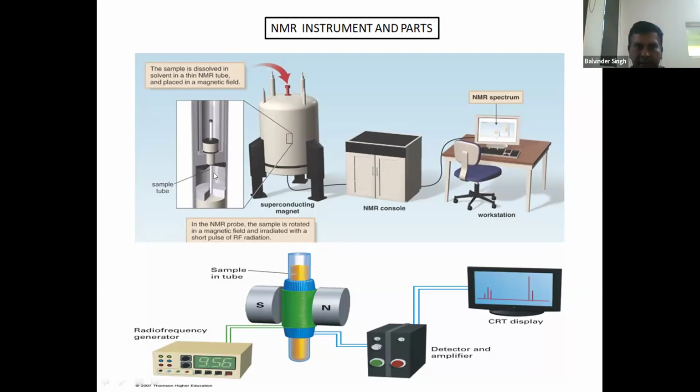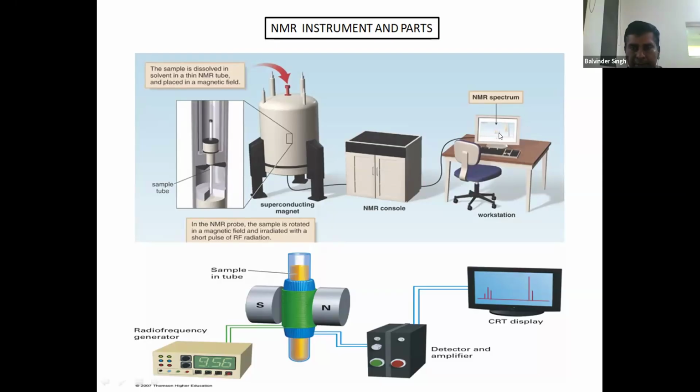If we enlarge it, we can see on this side a sample tube that is made of quartz glass, and there is a spinner that helps in spinning the sample and putting it inside the probe at the right position. The signal generated is then stored inside the computer, and we can see a spectrum here on this monitor.